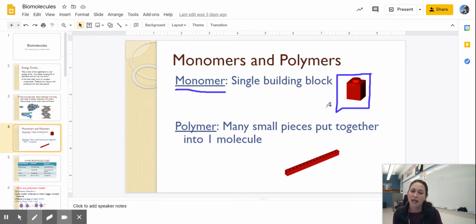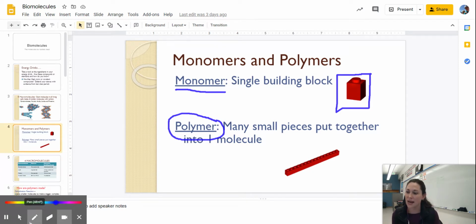And then a polymer is when you take lots of these little tiny monomers and you glue them together into something bigger. We call that a polymer. And so instead of a 1-by-1 block, maybe it's a 1-by-12 Lego, and all those little 1-by-1s are glued together. In our bodies, we will often make polymers out of monomers, or we will take a polymer and break it down into its monomers. So lots of different strategies can happen with those 2 things. You'll need to know those definitions. They're definitely on your exam, so make sure you put a star next to both of those.